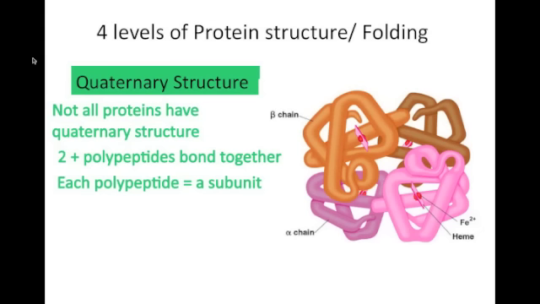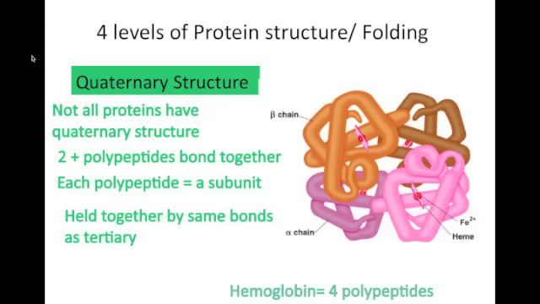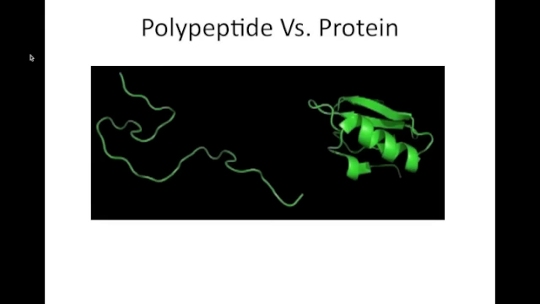If you look at the picture to the right, this is a hemoglobin molecule, and it is made up of 4 polypeptides. So those 4 polypeptides come together to make this one protein. The bonds holding it together are going to be the same bonds in tertiary. So we're going to have some hydrogen, some ionic, some hydrophobic interactions going on, and some disulfide bridges. And this is going to be the final shape of the protein. So hemoglobin is our example, 4 polypeptides coming together, making one protein.